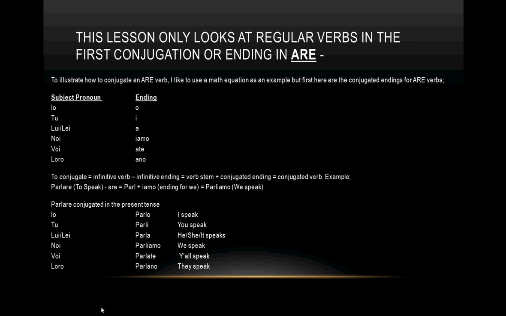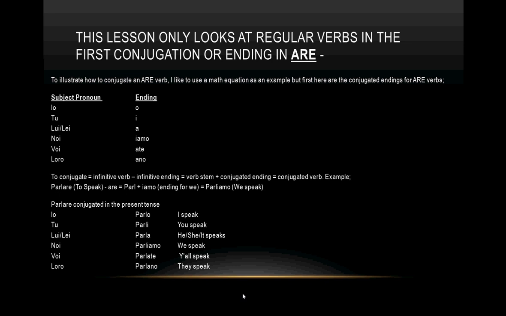To conjugate is to take your infinitive verb minus the infinitive ending, which leaves you with the verb stem, plus the conjugated ending, which we see here, equals your conjugated verb. Example, let's take parlare, to speak, minus are, equals parl, plus iamo, the ending for we, equals parliamo, we speak.